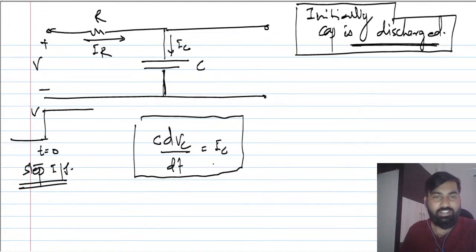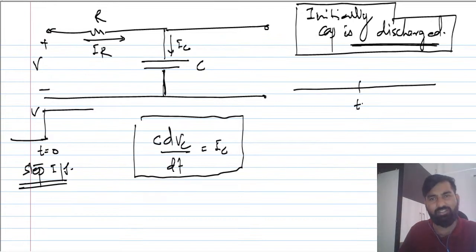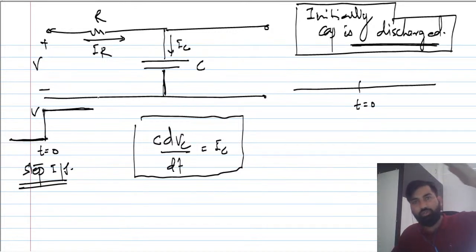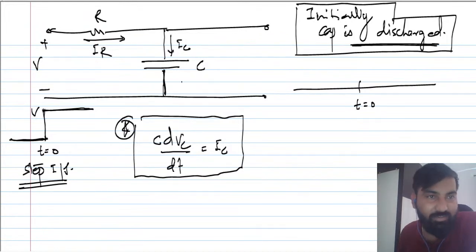So what is the value of IC? What amount of current will flow through the capacitor so that the capacitor starts charging? Initially I'm talking about the moment you apply the input, at t equal to 0. At this point the step is applied, you can say the switch is closed. The moment the step is applied means the switch is closed. So this will be the current flowing through the capacitor. What is that current, tell me here.